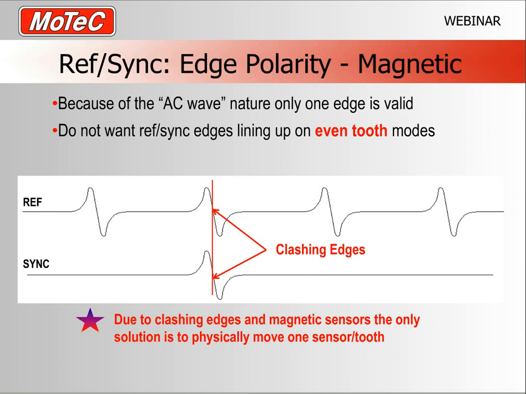With a Hall sensor, you've got this square edge and a rising and falling edge that are effectively the distance apart, the same as the length of the tooth. In this case here with a magnetic sensor, our only option is we physically have to move either the ref sensor or the sync sensor to move those signals apart. Choosing a different edge or rewiring the sensors in the opposite polarity is not going to fix the problem. So in this case, it's a physical, mechanical movement that is the only way you're going to fix this.